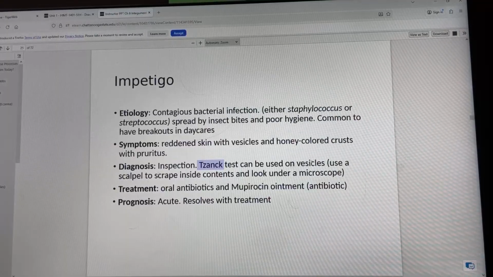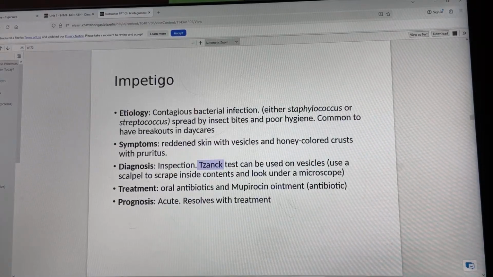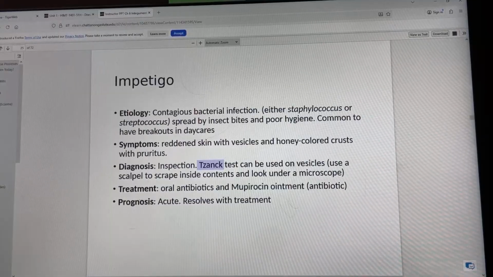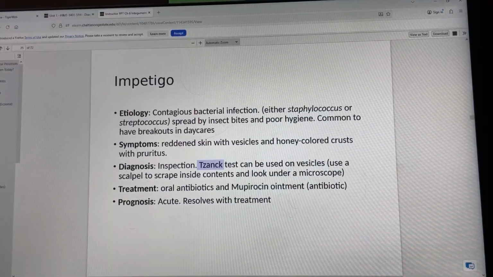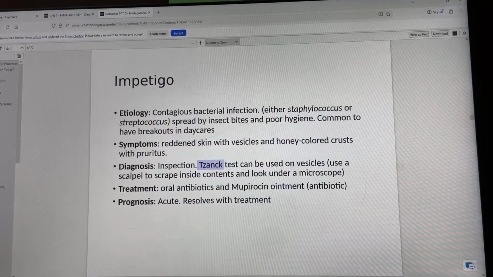Basically what they do is they take a little scalpel or a little needle to scrape some of the fluid out, pierce it so that the fluid can drain. Then they can take that fluid and culture it or look under a microscope to see exactly what's causing it, what virus or what bacteria. Does that make sense? A lot of the time they can just tell by looking. If it's vesicles right here, I'm like, that's shingles. But sometimes it's unclear depending on where it is, so they don't always know.